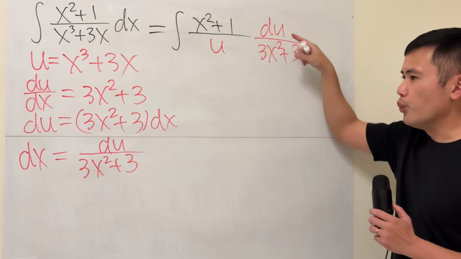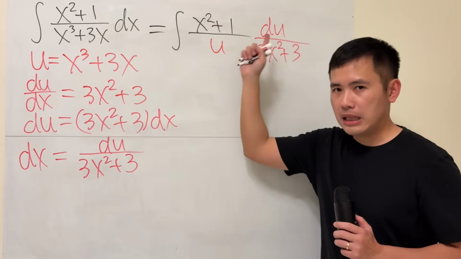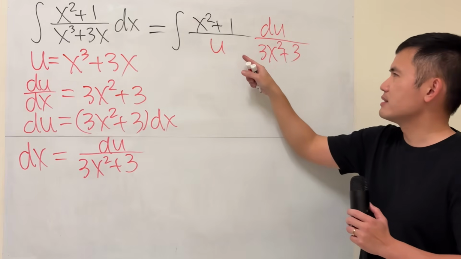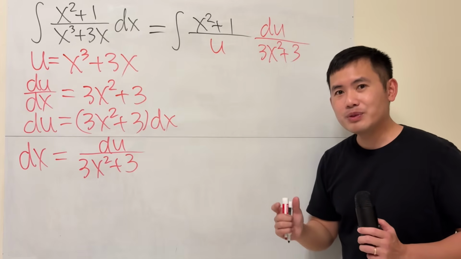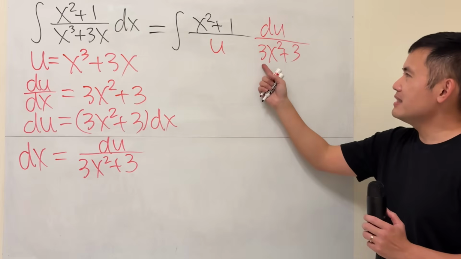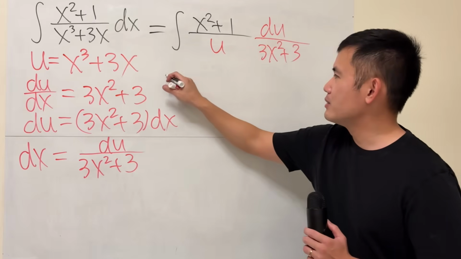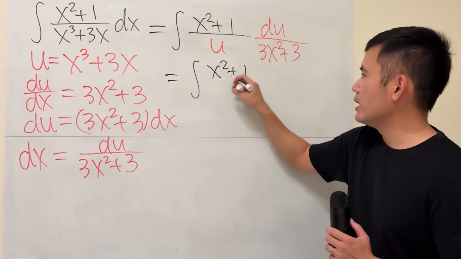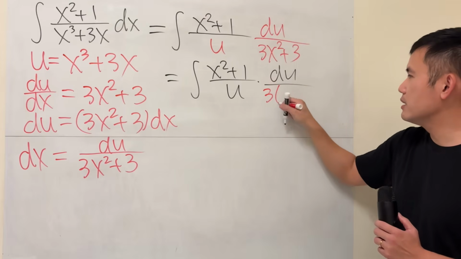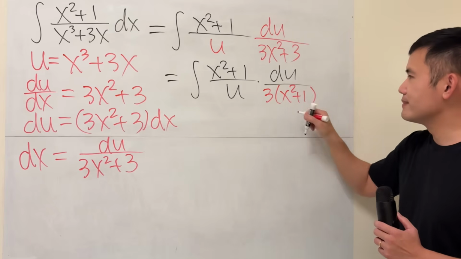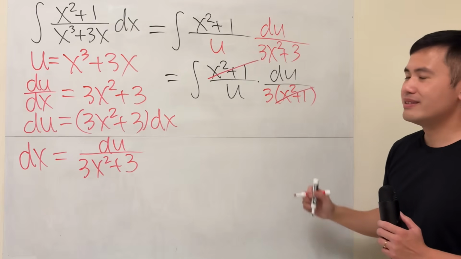Now, we are in the u world, but there's one condition. In the u world, x is not allowed. We have the x squared plus 1 and then this right here. So what do we do? Well, sometimes we can actually cancel them. In this case here, have a look. 3 and 3, we can factor out the 3. So this right here is the integral x squared plus 1 over u times du over, factoring out the 3, we get x squared plus 1. x squared plus 1, x squared plus 1, they can cancel.